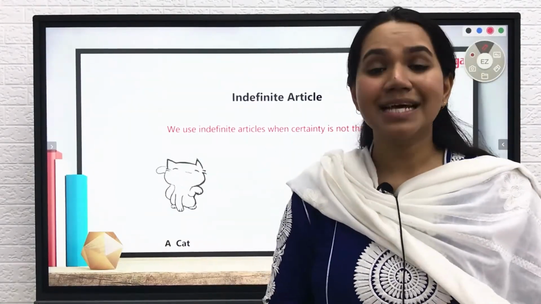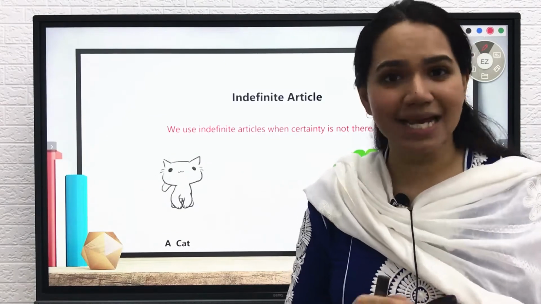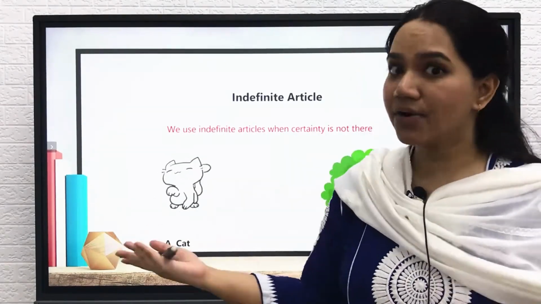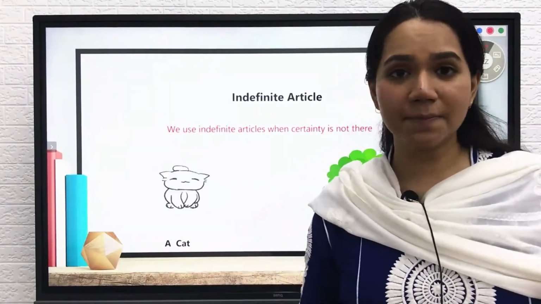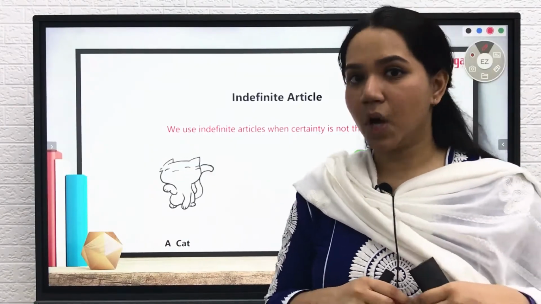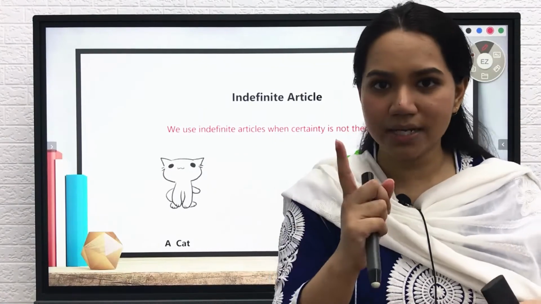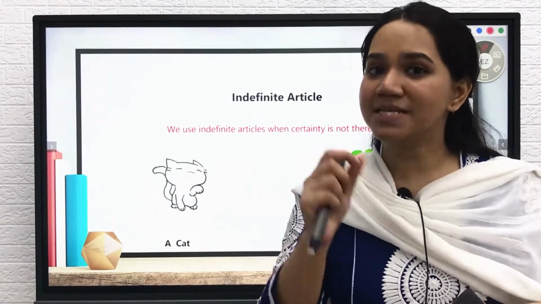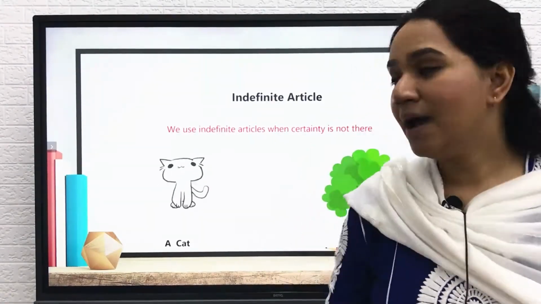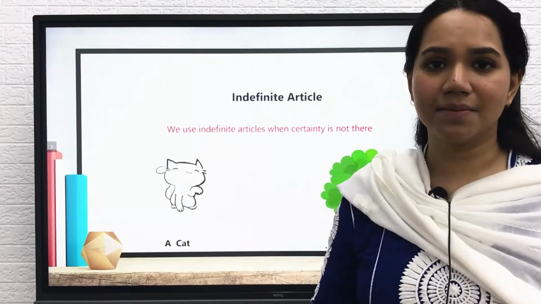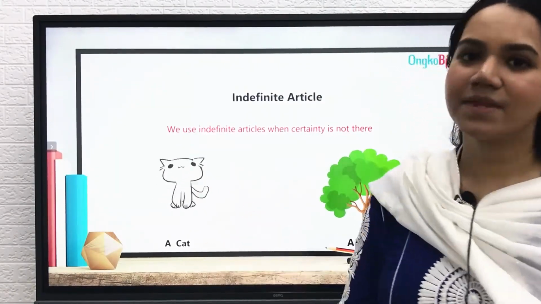For example, the name of my pet cat is Mary. So if the name of my pet cat is Mary, I will not say a name of my pet cat, because my pet cat has only one name. Therefore, I'm being specific, so I'm using the word the. But because this is just any random cat, I am using a.